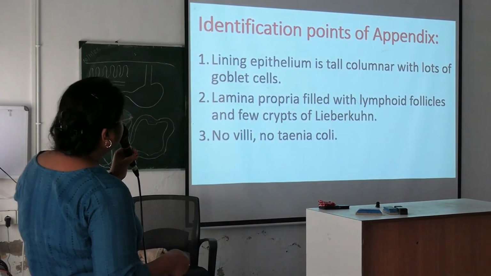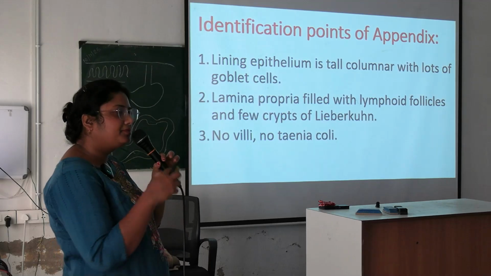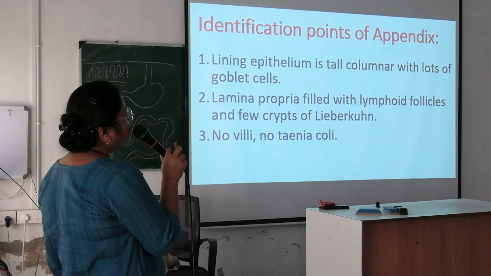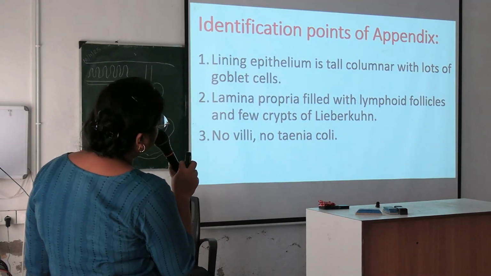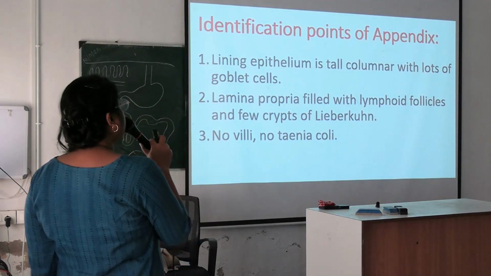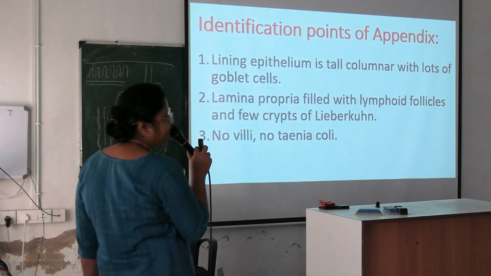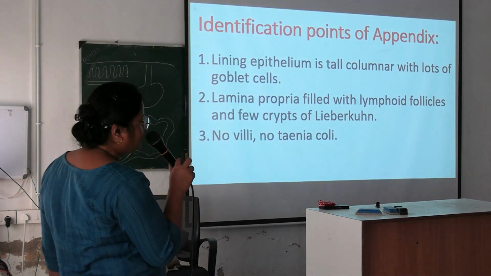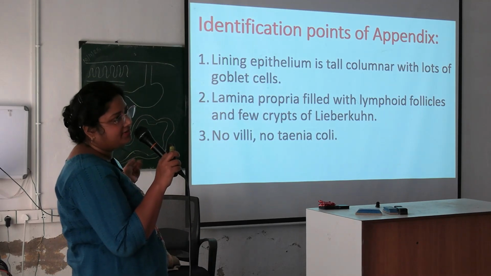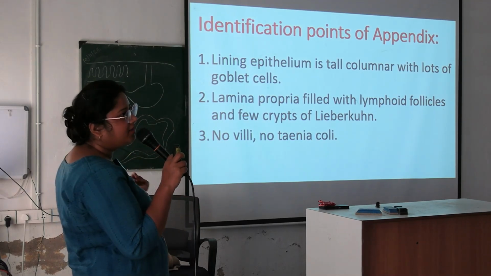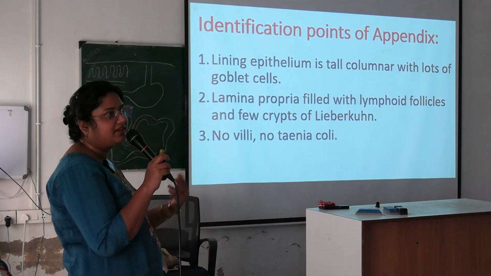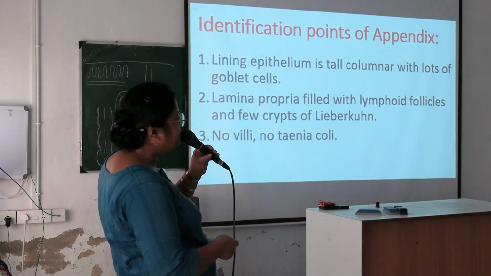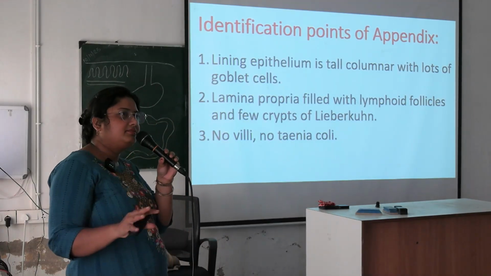So these are the identification points of appendix. You write down these points. Okay, you can take a picture of this. The lining epithelium is tall columnar with lots of goblet cells. The lamina propria is filled with lymphoid follicles and a few crypts of Lieberkühn, and no villi, no Taenia coli. No villi will differentiate it from small intestine, and no Taenia coli will differentiate it from large intestine. Okay, understood? And the presence of lymphoid follicles is its own identification feature.